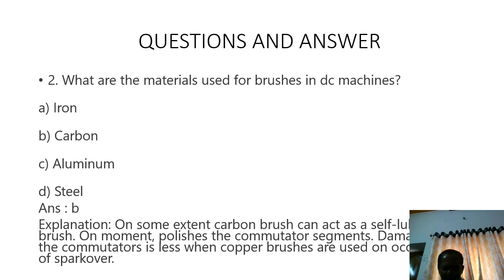We already discussed this in the parts of DC construction. In individual parts I discussed the yoke, what type of material is used, pole shoes, brushes, segments, commutator, everything. Which type of material is actually used in the construction? Are you understanding my question? Brush, which type of material? What are the materials used for brushes in a DC machine?